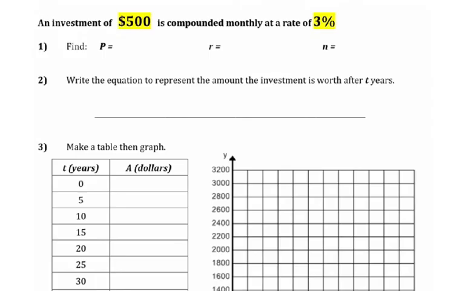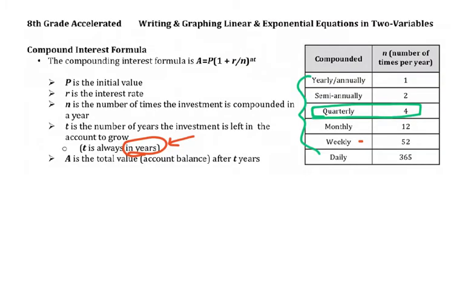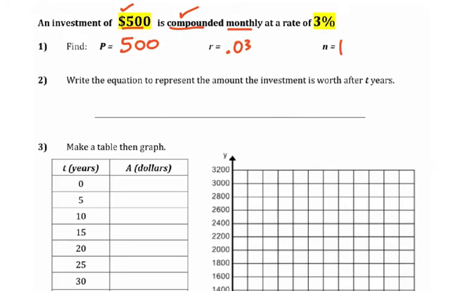So let's start with a problem. An investment of $500 is compounded monthly. So first off, it talks about money and it says compound at a rate of 3%. So my R is 0.03. My P, the principal, how much do I start with? That's our 500. N is how many times is monthly? How many times per year? So if you need to look back at that table, hopefully you know monthly, but you need to know those words. And so if you get that, it's going to be 12.